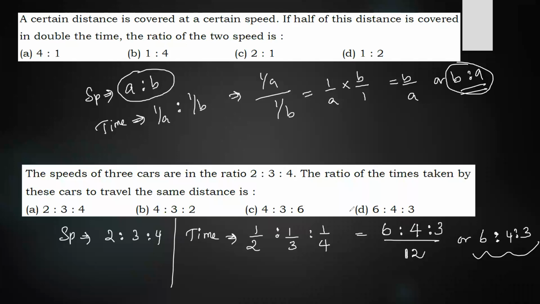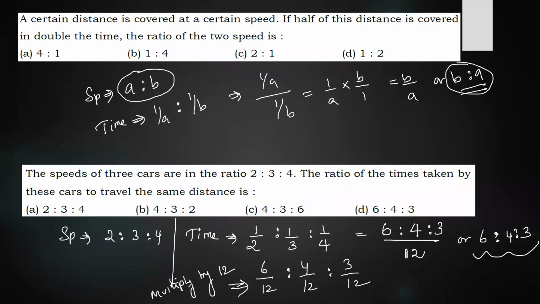Ruba, actually 12 is common for all, right? In ratio, or else you can write like this: 6 by 12, 4 by 12, and 3 by 12, right? Multiply throughout by 12, that's all. You can multiply or divide by a common number, right? You multiply throughout by 12, you will get 6:4:3.